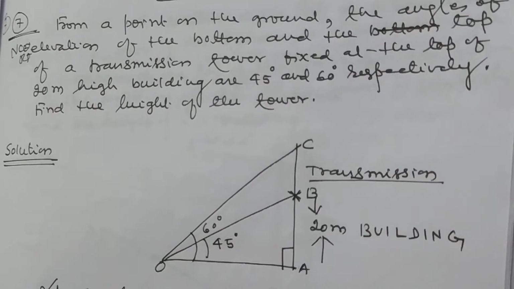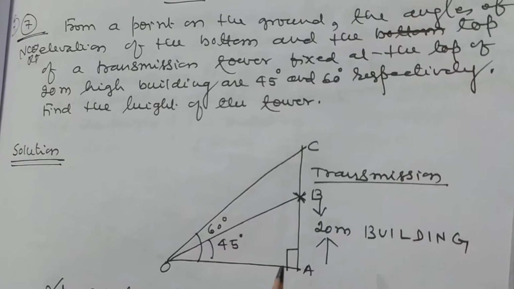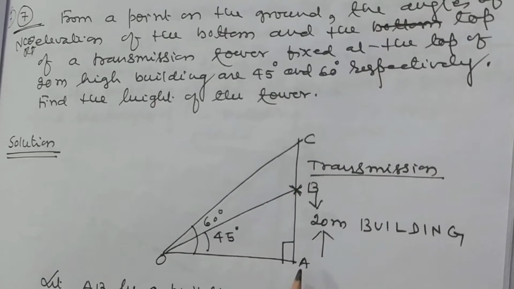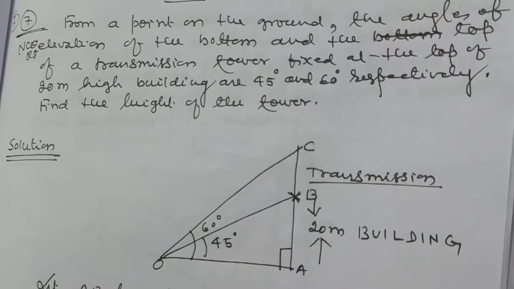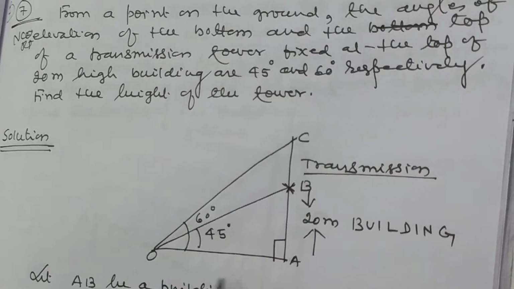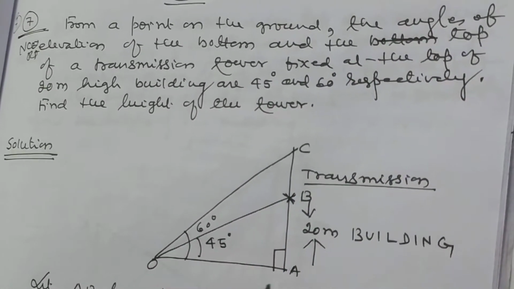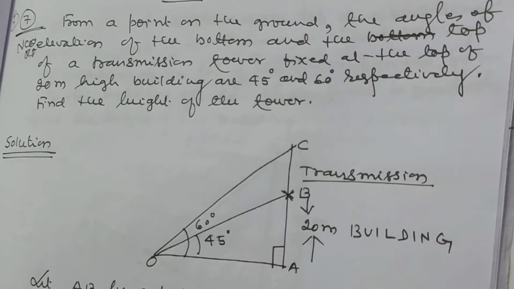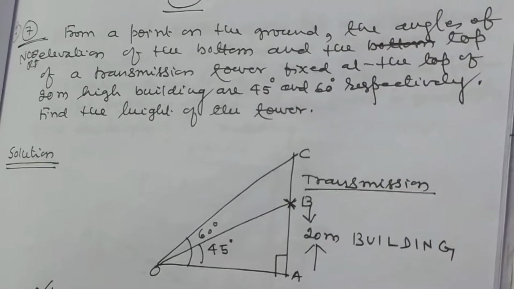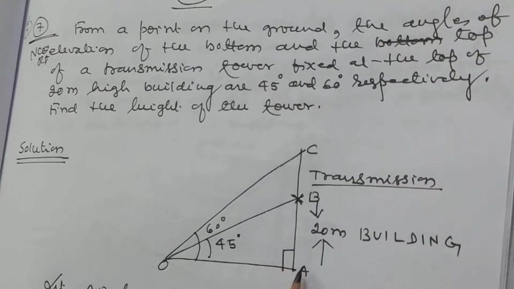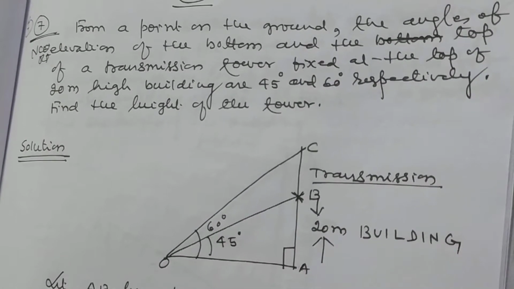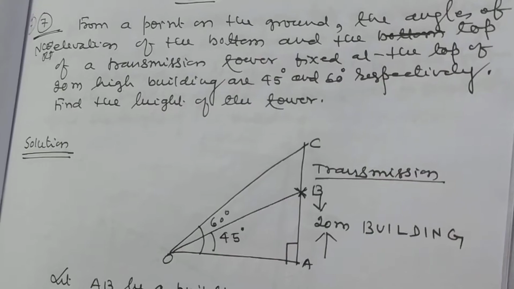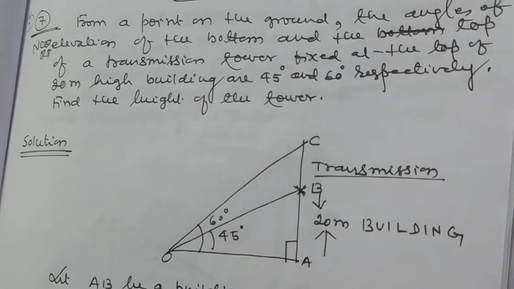This is a question. My dear students, I just told you, you have to find the height of the transmission tower, where the height of the building is given. So now you can see here, you can make a plan here. We have OAC is a right angle triangle and OAB is a right angle triangle. There are two right angle triangles. From right angle triangle OAB you find OA, and from right angle triangle OAC you find AC, and AC minus AB is the height of the transmission tower.